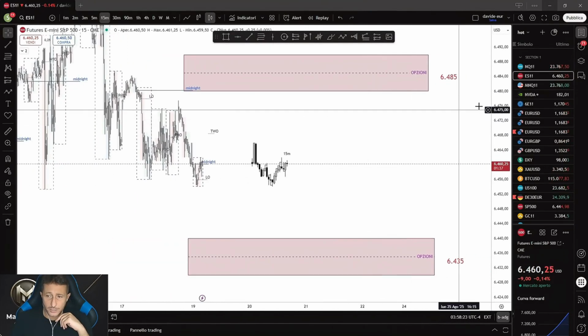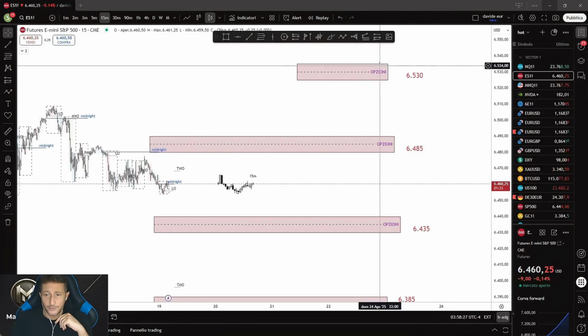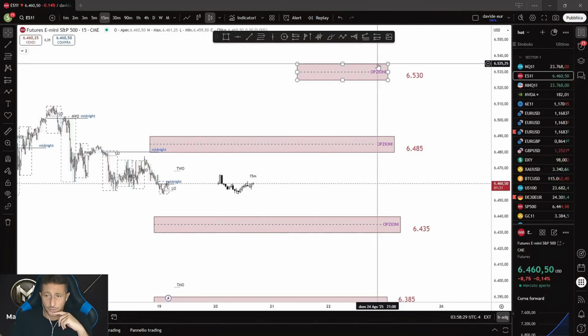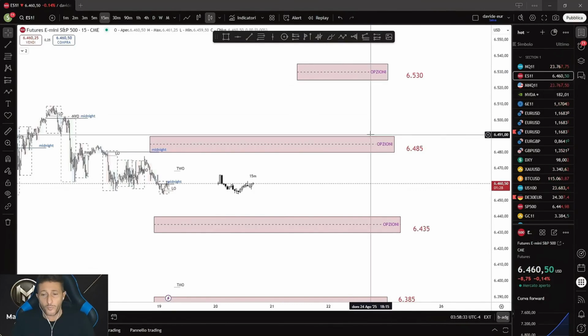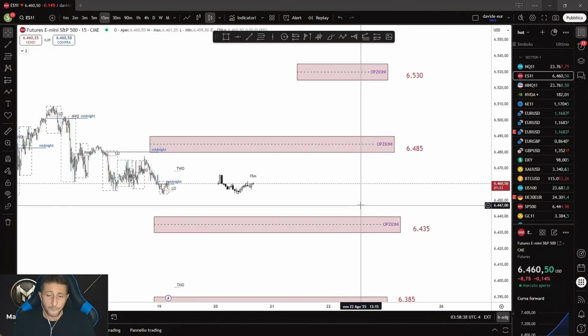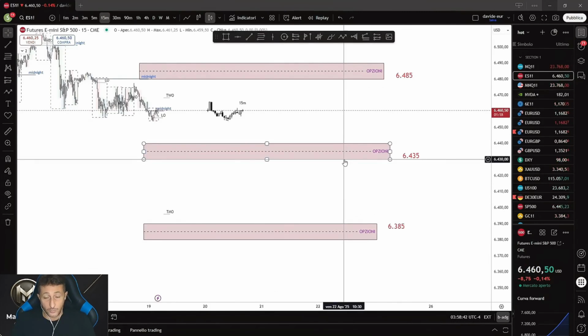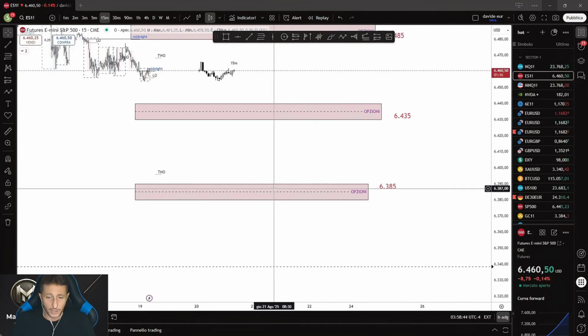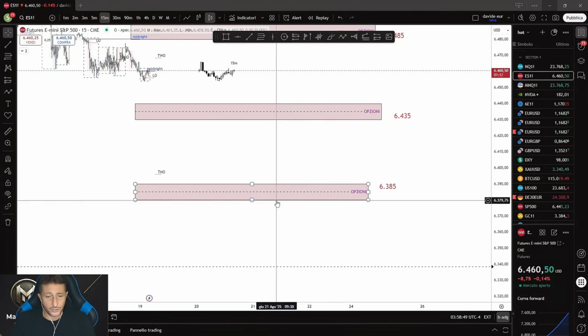Anyway, let's mark out the zones. I've labeled them for you with numbers as well. They go from 6,535 to 6,525. Call 1 goes from 6,490 to 6,480. Put 1 goes from 6,440 to 6,430. And finally, the last put is between 6,390 and 6,380.